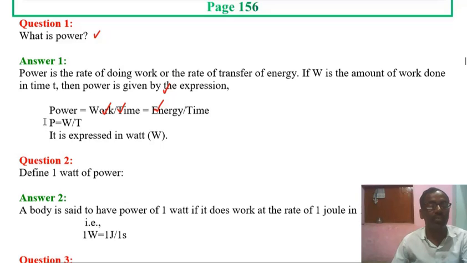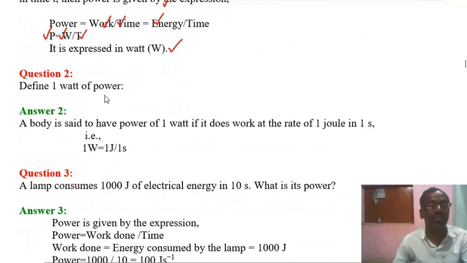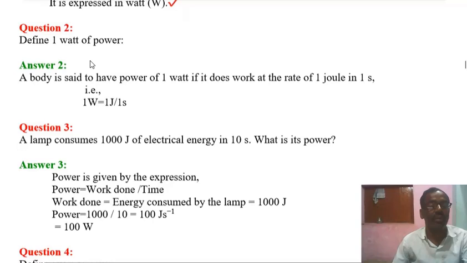Power is generally denoted by P, work done is generally denoted by W, and time is generally denoted by T. So P equals W by T, and the SI unit of power is watt. Hope that there is no problem understanding the answer to this question. Let's see the second question of this page. Define 1 watt of power.